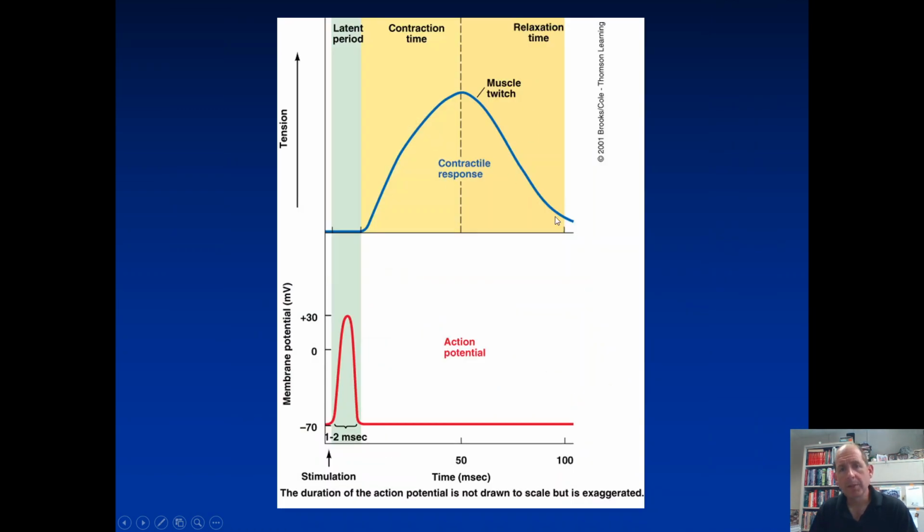But how do we get the muscle to relax? Well, muscle relaxation requires the activity of those SERCA pumps, the calcium pumping, okay, back into the sarcoplasmic reticulum. And that requires ATP. So this sounds a little bit odd to students that the relaxation of muscle is in fact an active process. It requires ATP in order to pump calcium against a concentration gradient back into the sarcoplasmic reticulum.